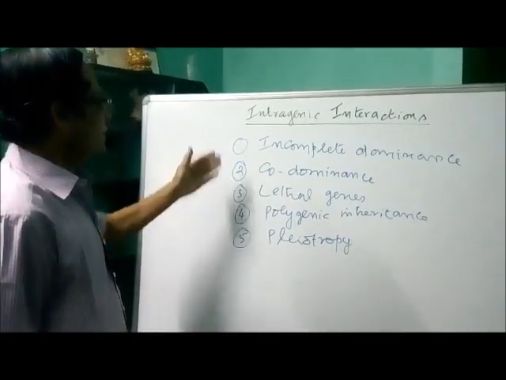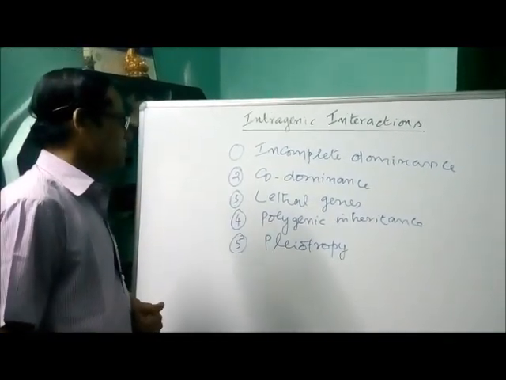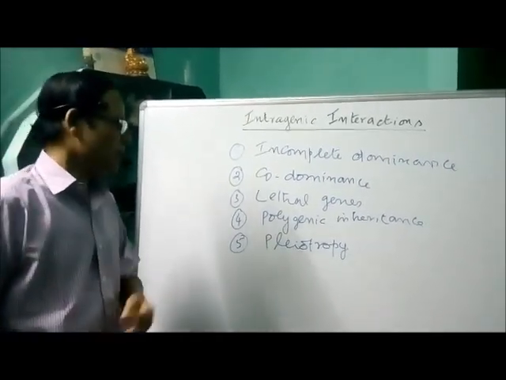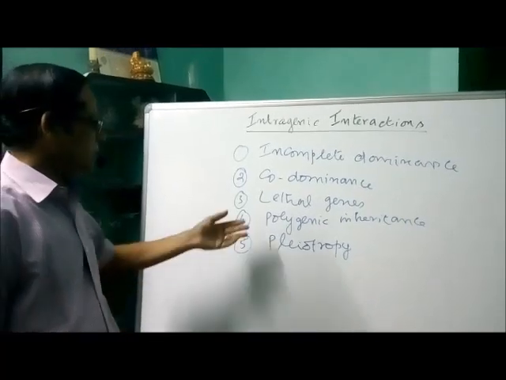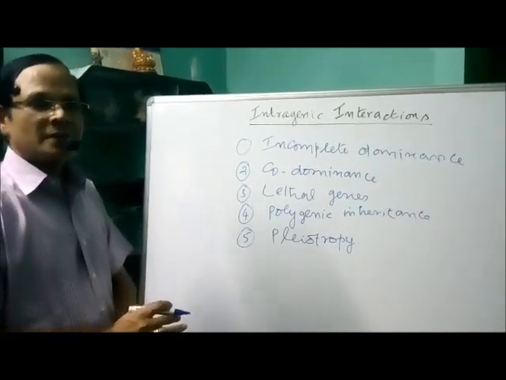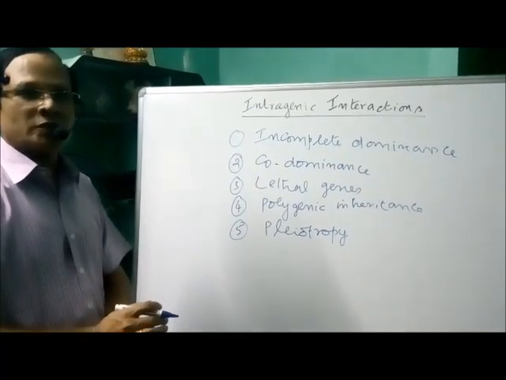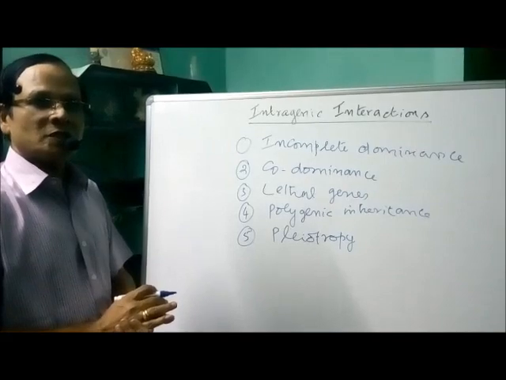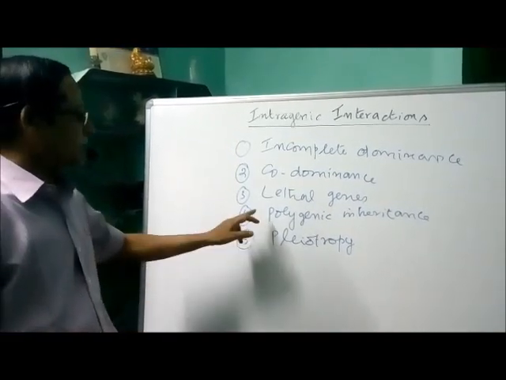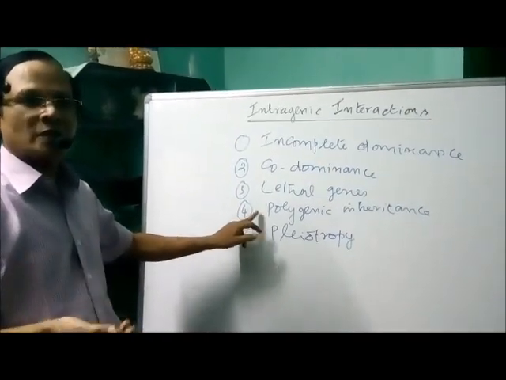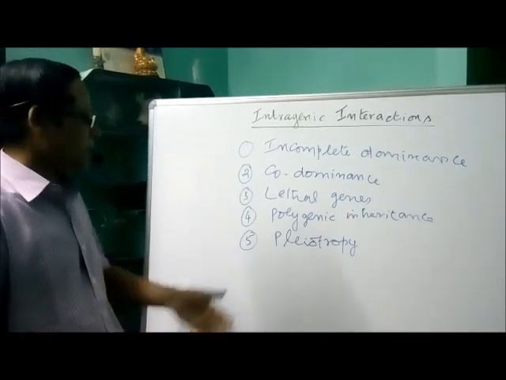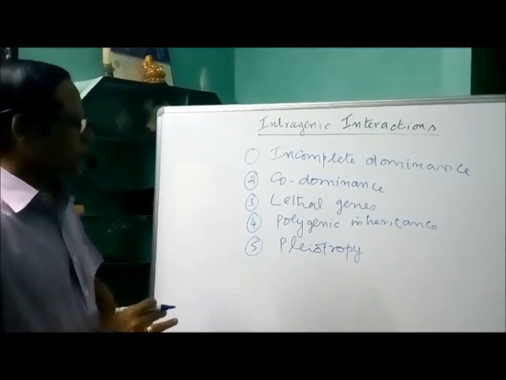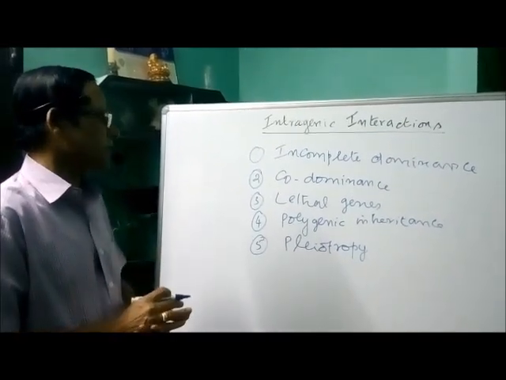So in the case of incomplete dominance, codominance and lethal genes, interactions occur between a pair of genes. In polygenic inheritance, a single character is controlled by many genes. In the case of pleiotropy, it is called one gene, many characters. Here in polygenic inheritance, many genes control one character. In pleiotropy, a single gene controls the expression of many characters. We'll talk about it later in detail.